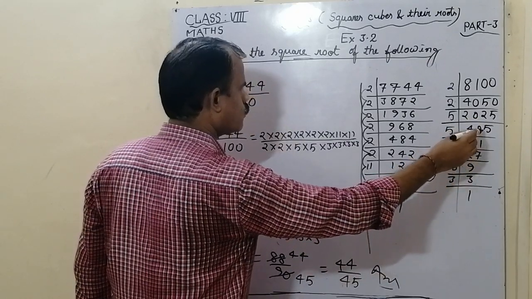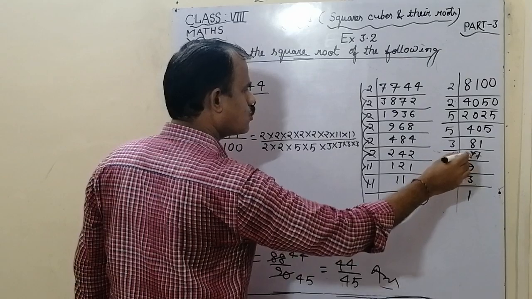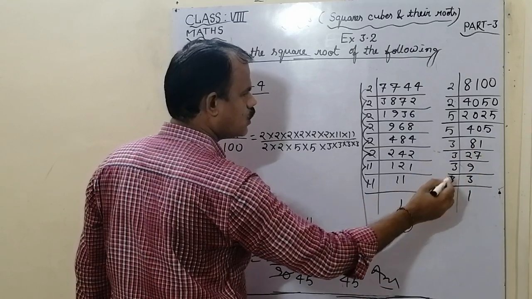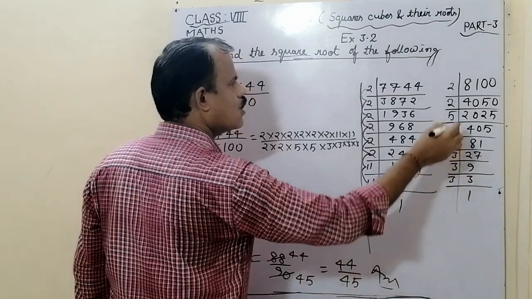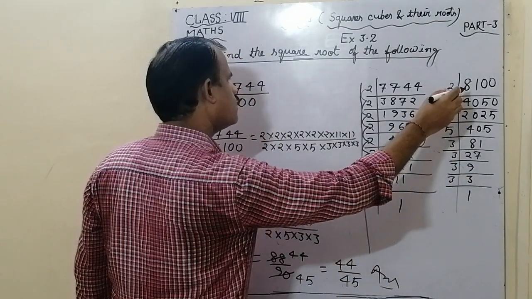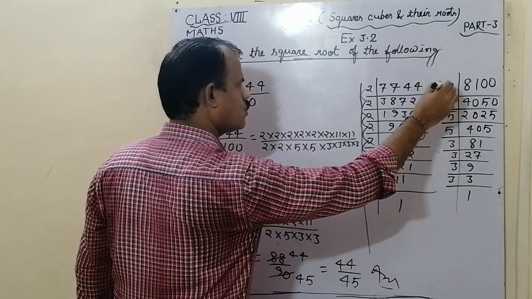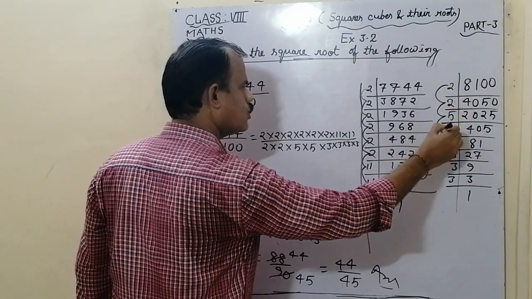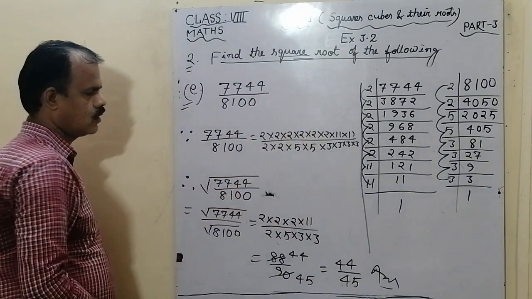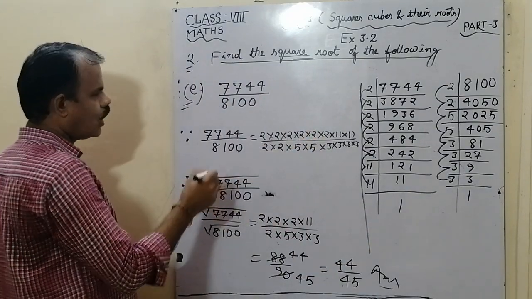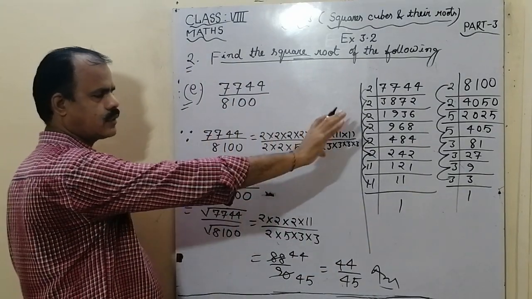5 into 81 is 405. 3 into 27, 81. 3 into 9, 27. 3 threes are 9. 3 ones are 3. So 8100 equals 2 into 2 into 5 into 5 into 3 into 3 into 3 into 3, like that. Okay, so now we can express it like that.